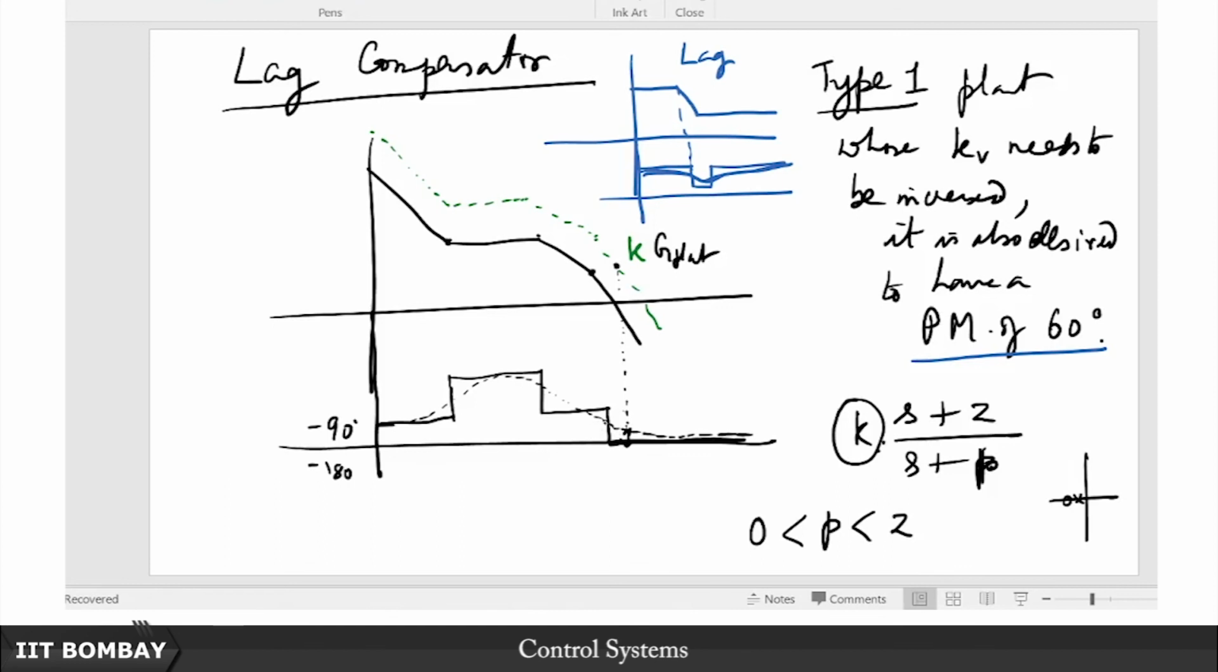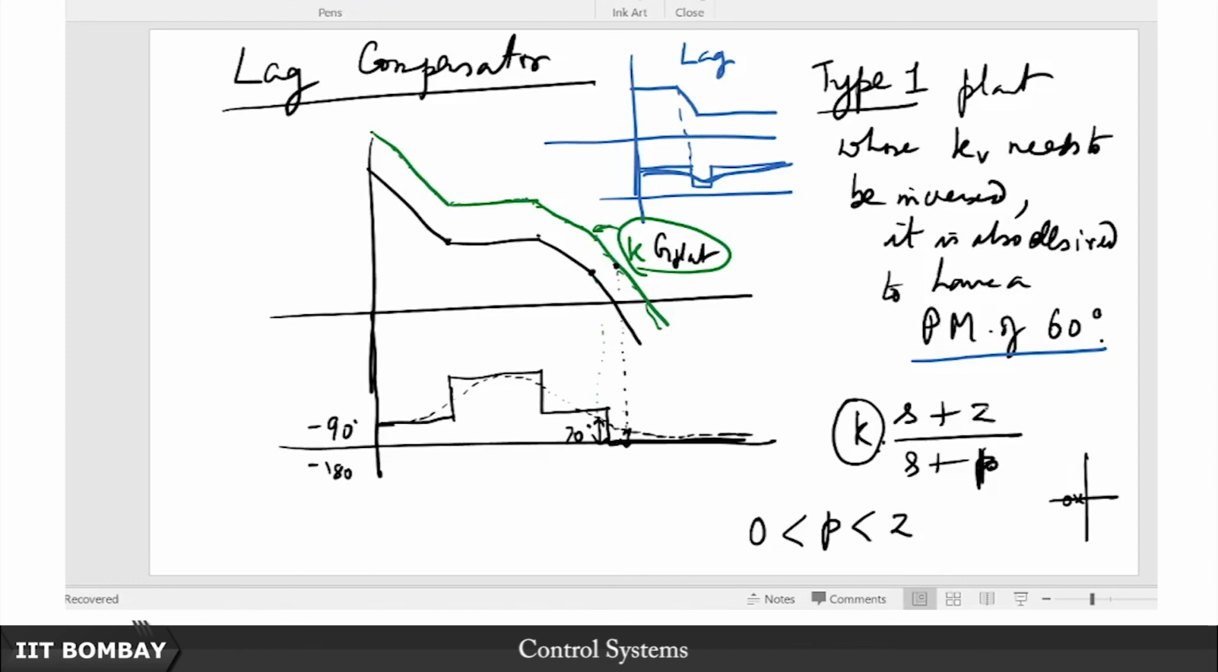So, let us say it is somewhere over here, I find that this is around 70 degrees. So, my goal would be then that this green fellow, which is basically nothing but k times this plant, this should have a gain crossover frequency at this point. So, can my lag compensator ensure that? You bet it can.